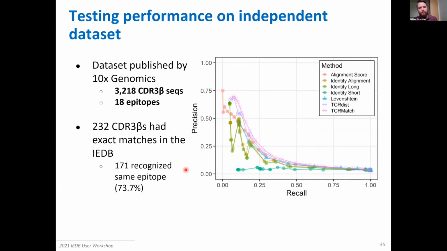We also ran all of the metrics on a separate data set published by 10x Genomics, which featured about 3,000 sequences and 18 epitopes. And once again, we saw TCRMatch be the superior metric across the precision recall plot. Within this data set, we had 232 CDR3 betas that had exact matches in the IEDB, of which about 73.7% recognized the same epitope that we had in the IEDB. So that gave us confidence that when it comes to similarity, we have a good idea of how to predict epitopes based on the sequence of the CDR3 beta.